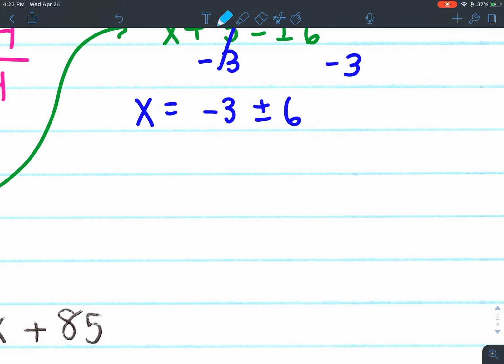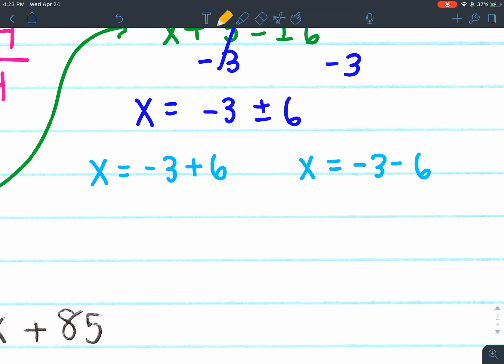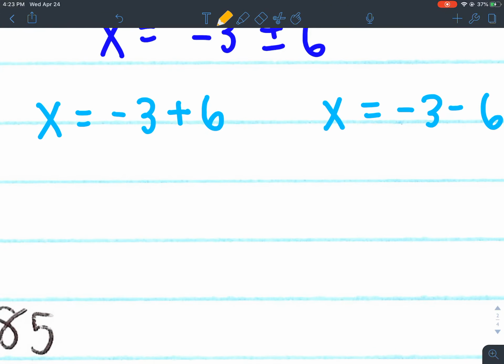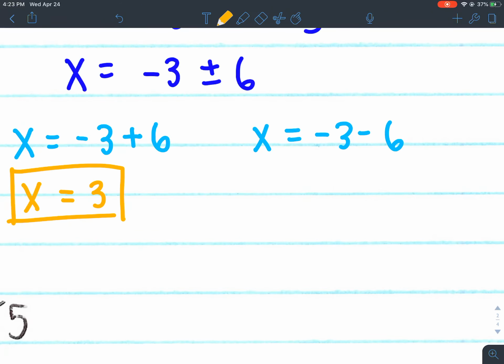Now here's where I want us to split it up. Okay, so technically I have x equals negative 3 plus 6. And I also have x equals negative 3 minus 6. Now in this instance, I can actually combine like terms here. This is why I want to write it twice. So I always want to double check if I can simplify any further. So over here on the left, I have x equals negative 3 plus 6. Well, I can combine negative 3 and 6, and that gives me positive 3. So I have x equals positive 3. But over here, I have x equals negative 3 minus 6, which is x equals negative 9.